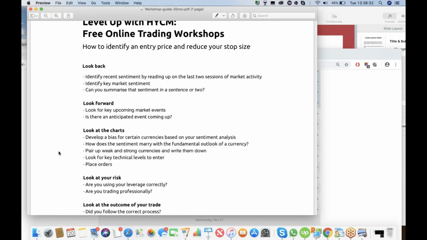That's the way many professional traders approach their market on an intraday trading bias, and this is the method that I personally use. So now we want to look at a bias. Can you tell me what currencies, based on our sentiment analysis, we might be looking at trading today?